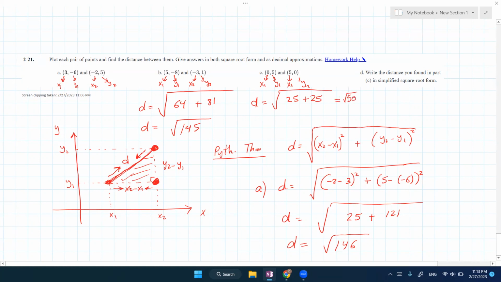And in D, we want to write the distance you found in part C in simplified square root form, which means here we can write 50 as 2 times 25, because 25 is a perfect square, which means its square root is a whole number. And now we have square root of 2 times square root of 25. So this is just 5. 5 times square root of 2. We write it this way. So that's the answer to part D.